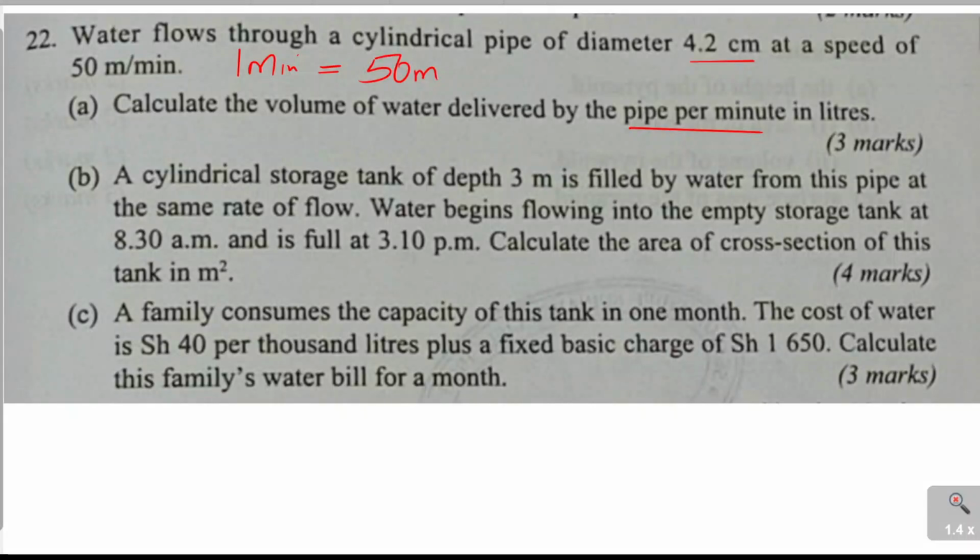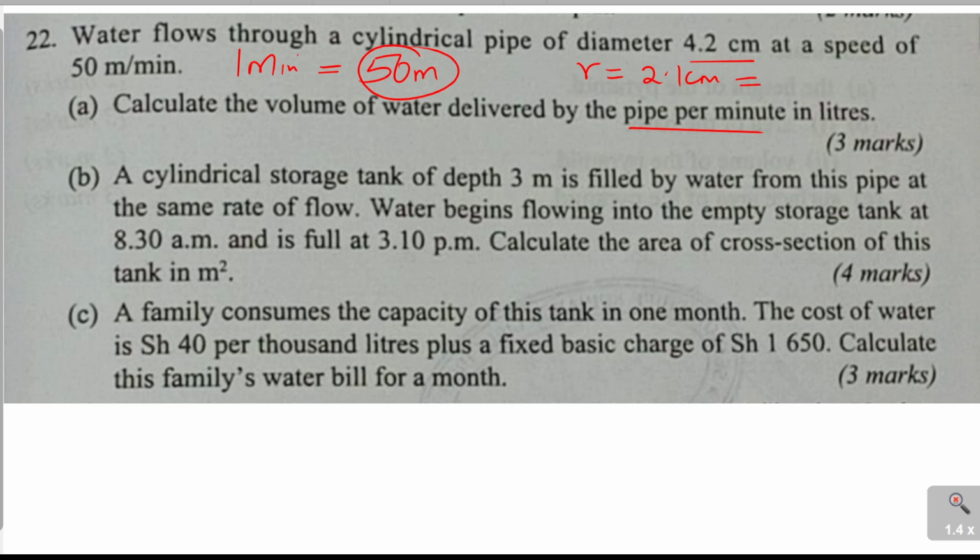Now you need to be very careful. You can see here we're given the diameter, so that means the radius will be half of this, which is 2.1 centimeters. Again, the length given here is 50 meters, that is the rate of flow, and then we have the radius in centimeters. Let us work with uniform measurements. So I'll convert all the measurements to meters. So convert the 2.1 centimeters for radius to meters.